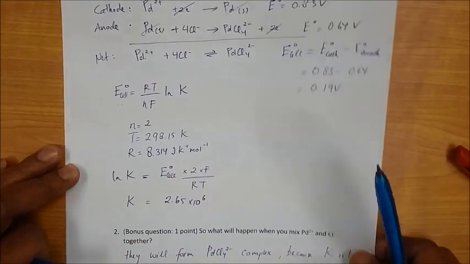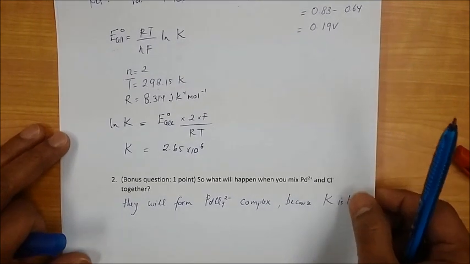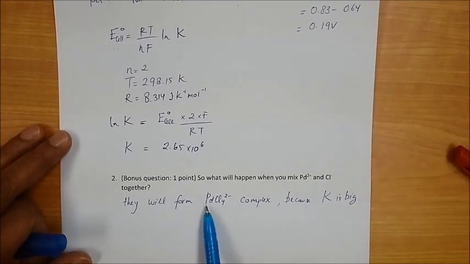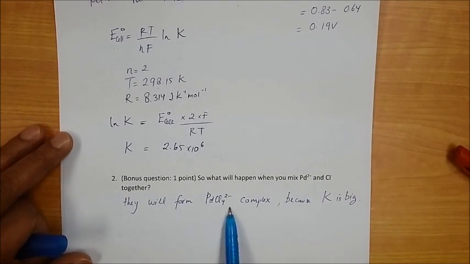Okay, so this means that when you mix palladium and chloride ions, they will form the product, which is the palladium chloride complex.